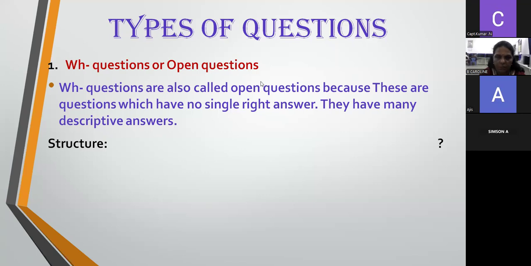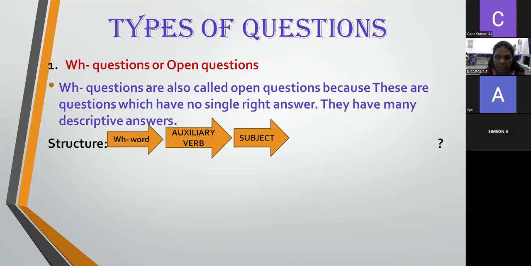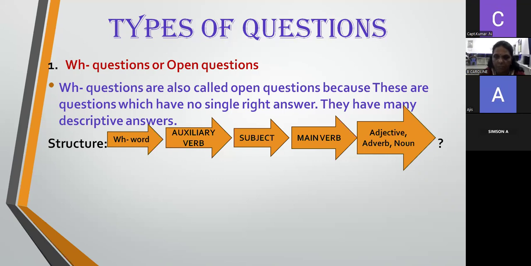The next type of question is the WH question. It is also known as open questions, because they don't have a single right answer. They have many descriptive ones. Like we can ask about the time or the manner, when, why. So a variety of answers we can expect, describing the event or describing the time. So let's see the structure: WH word, auxiliary verb, subject, main verb, and adjective, adverb, or noun.